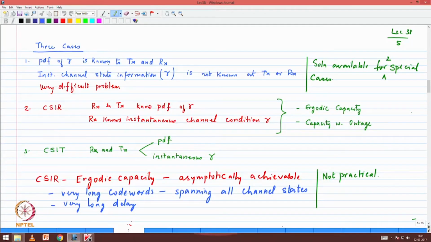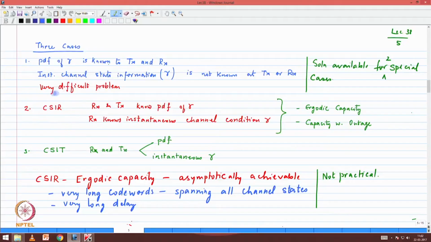Then we said that there are 3 cases that we can study in the context of computing capacity. First one where we know only the PDF of the distribution of gamma, and this is known both to the transmitter and to the receiver. I just wanted to clarify one point: this turns out to be a very difficult problem. It is known for 2 special cases, and fading channels is one of them. But in general, this is a very difficult problem that is not something that we focus on.